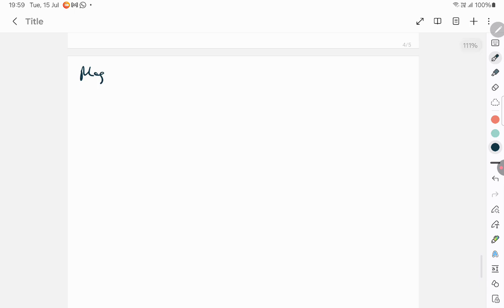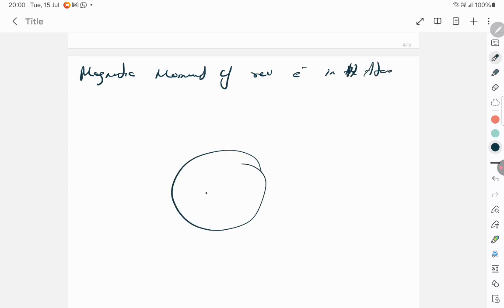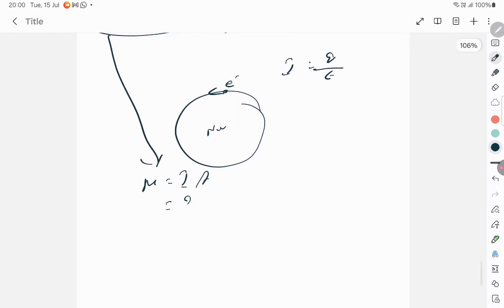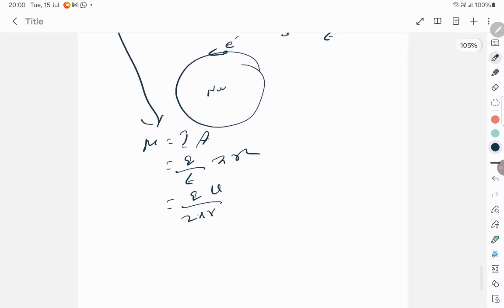The first one is the magnetic moment of a revolving electron in a hydrogen atom. The hydrogen atom has the nucleus at the center, and the electron is orbiting around in this direction. So there will be a magnetic moment, and that is what they are asking. I is equal to Q by T, and M is I times A, but let's take the number of turns to be N. I is equal to Q by T, and A is pi r square. T is 2 pi r by V for the rotational motion.